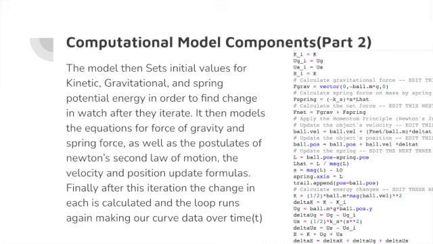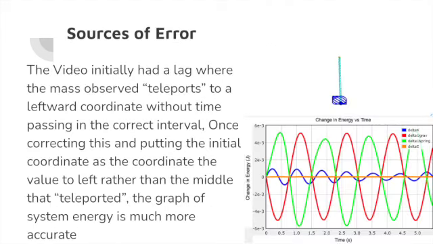It then models the equations for force of gravity and spring force, as well as the postulates of Newton's second law of motion, the velocity and position update formulas. Finally, after this iteration, the change in each is calculated and the loop runs again, making our curve data over time t.